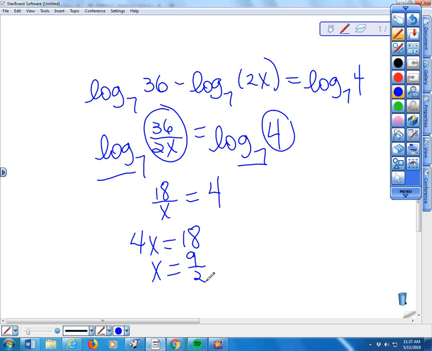Why'd you move the x to the other side? Because that's how you solve for it. Cross multiply. 4x equals 18.